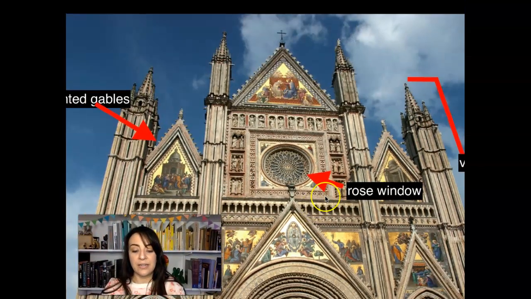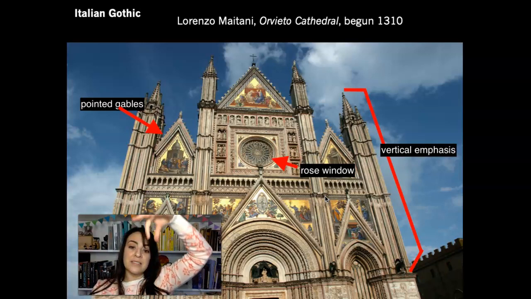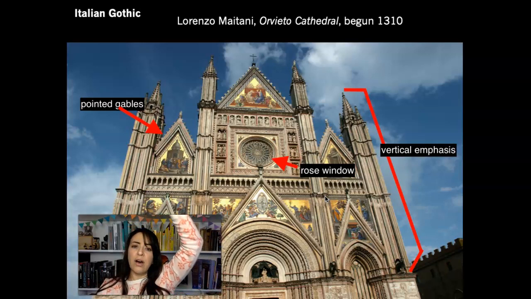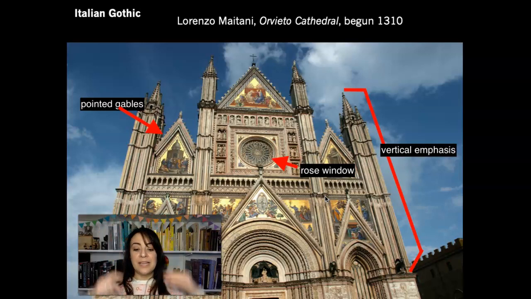And then the third characteristic I want you to be aware of is the vertical emphasis. What I mean is this emphasis of height. Notice how the stonework all creates these long vertical lines that help pull your eye up. It makes the building look a lot taller than it is. In fact, even those pointed gables help to kind of pull your eye up. So pointed gables, rose window, and a vertical emphasis are characteristic of the Italian Gothic.